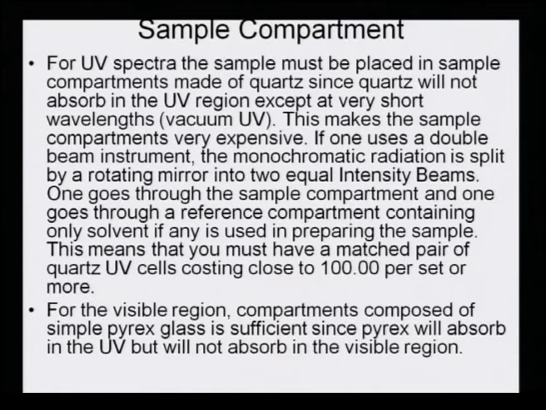If one uses a double beam instrument, the monochromatic radiation is split by a rotating mirror into two equal intensity beams. One goes through the sample compartment and one goes through a reference compartment containing only solvent, if any is used in preparing the sample. This means that you must have a matched pair of quartz UV cells costing close to $1,000 or more per set.